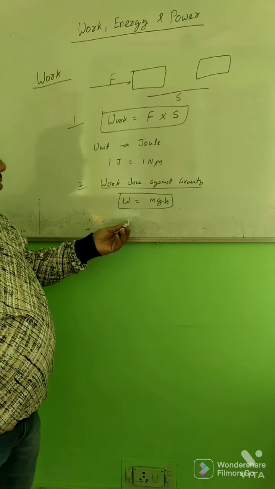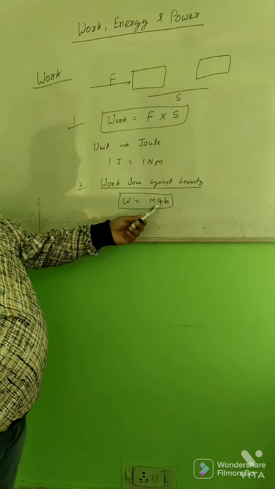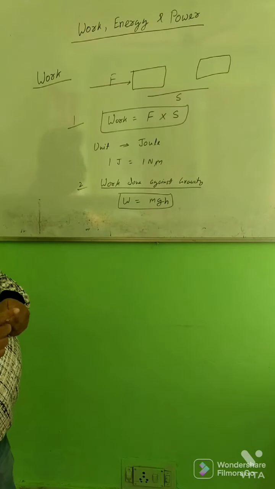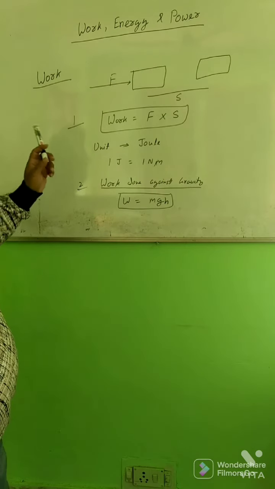The unit will remain the same, joule. Mass is in kg, acceleration must be in meter per second square, and height must be in meter. Then the unit of work will be in joule. So there are two cases of the work done.